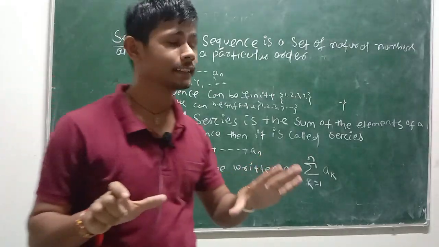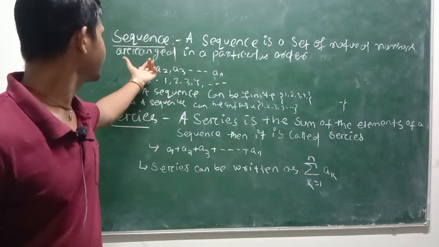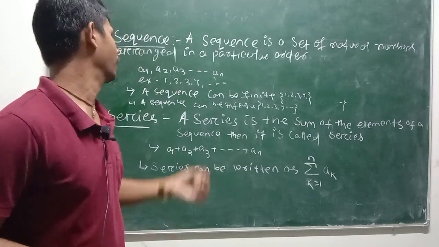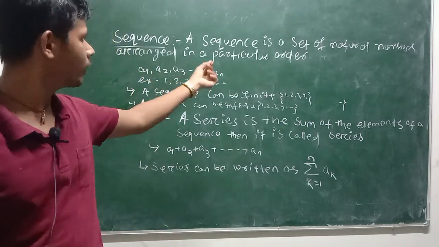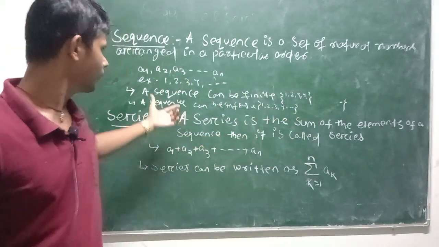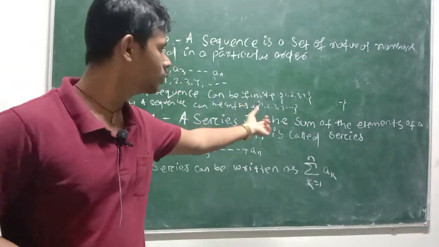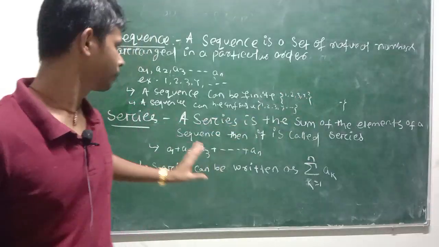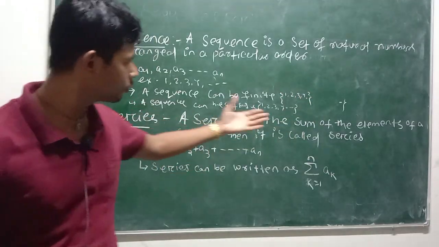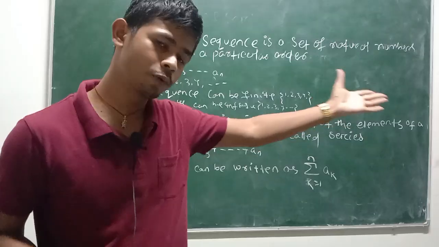A sequence is a set of natural numbers arranged in a particular order. So we can say a1, a2, a3 up to n. This is also a sequence. A sequence can be finite, that is 1 2 3 4, in curly brackets. A sequence can also be infinite, 1 2 3 4 up to nth term.